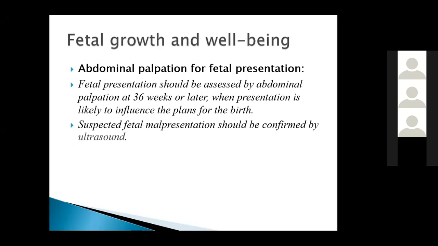How do we assess fetal growth and well-being? By abdominal palpation for fetal presentation. We do an abdominal examination. Fetal presentation should be assessed by abdominal palpation at 36 weeks or later, when presentation is likely to influence the plans for the birth, and suspected fetal malpresentation should be confirmed by ultrasound.